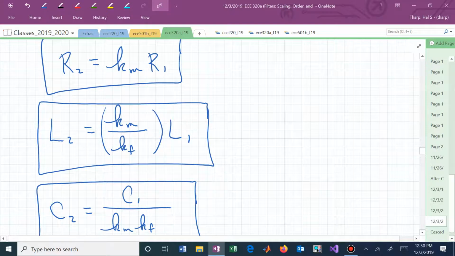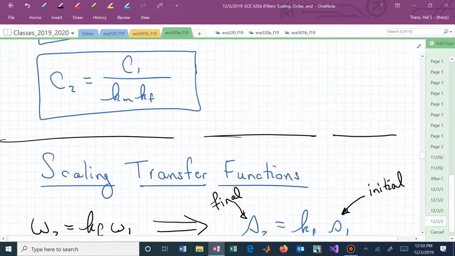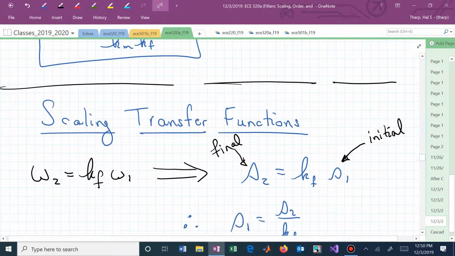What if somebody now gave you a transfer function, an H of s, and they said, oh, it has a bandwidth of 1 radian per second. I want it to have a bandwidth of 5 radians per second. How do I scale that so that I convert that normalized filter or transfer function's critical frequency to a new value? We do it similarly to how we did frequencies.